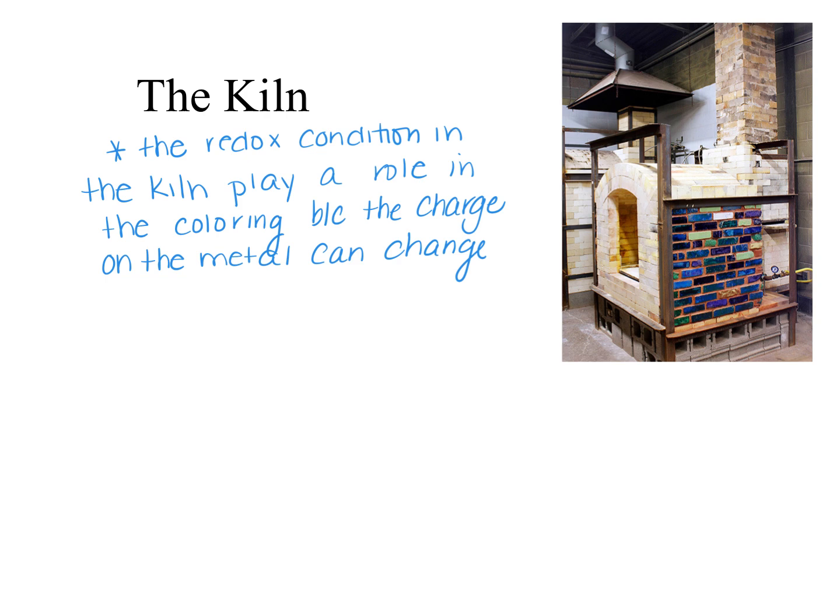So whatever metal it is, it can undergo a redox reaction in the kiln while it's being fired, and it can change color. And that's why sometimes people who make pottery will say, okay, we're going to put this glaze on, and the glaze looks green, and they put it in the kiln, and when it comes out of the kiln, it's blue, right? So that's one of the reasons why it can change color.